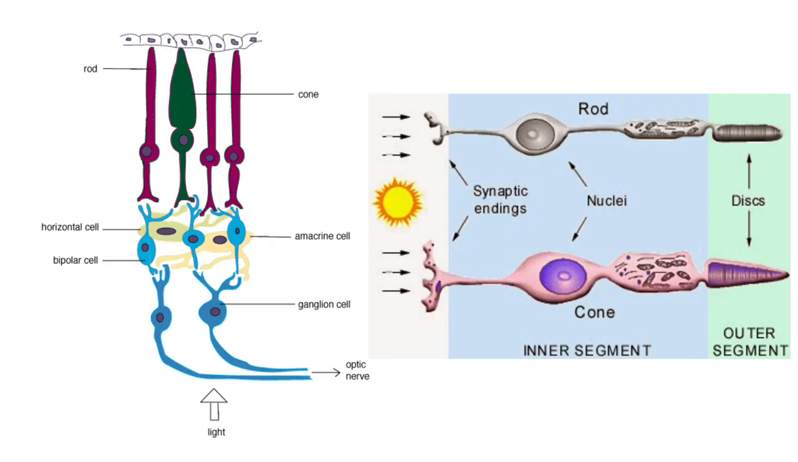So, this is the structure of a rod and cone. They both have synaptic endings, an inner segment which has nuclei, and discs at the outer segment.